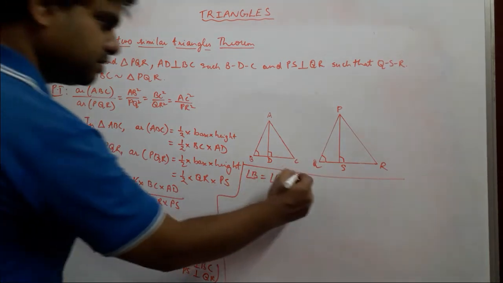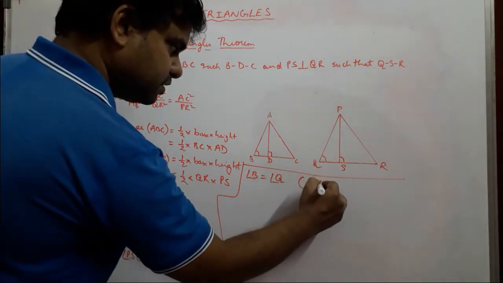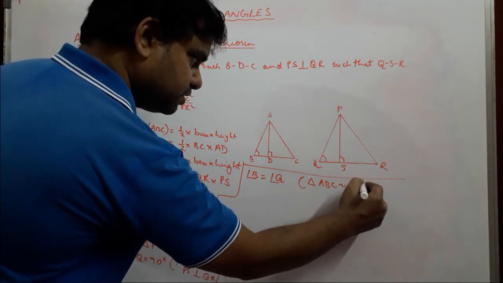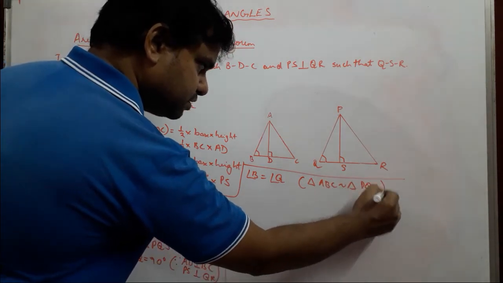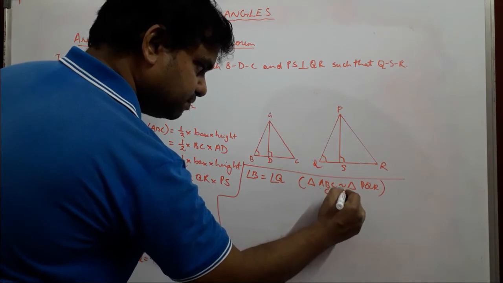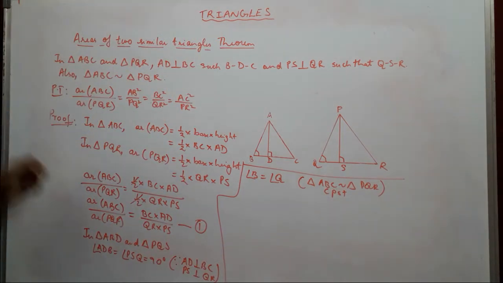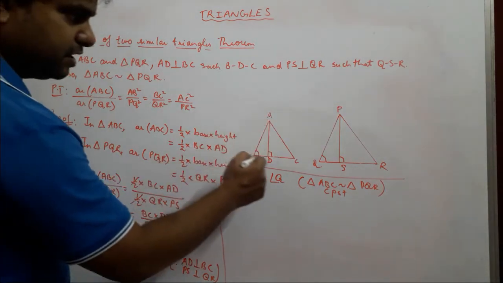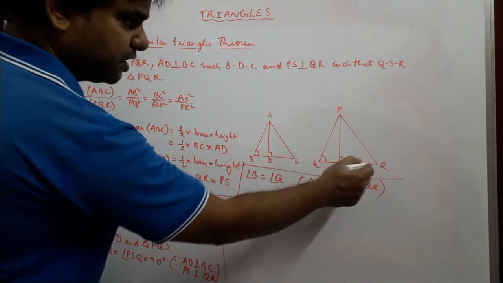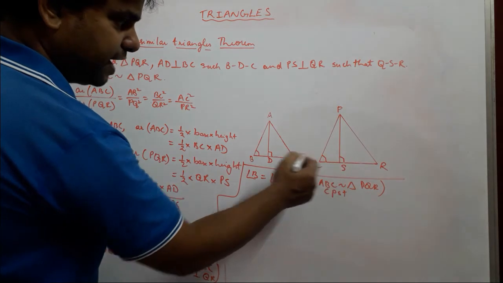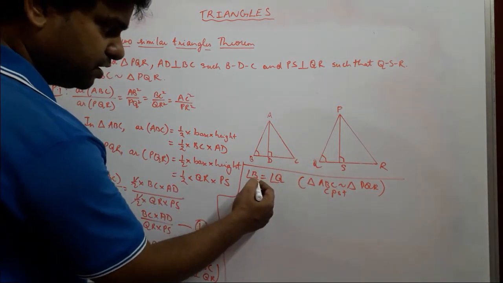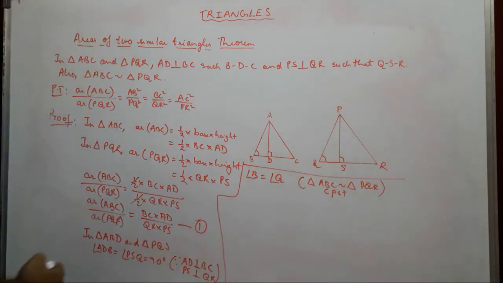Because triangle ABC is similar to triangle PQR. So this is by CPST, that is corresponding parts of similar triangles. We have been given that triangle ABC is similar to triangle PQR. Hence the corresponding angles should be equal, and that's what we have got over here. Angle B is equal to angle Q.